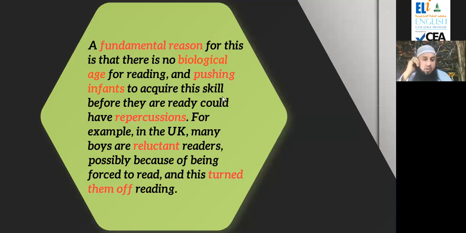See, this word is big, uncommon, very nice. This is what they want from you. For example, in the UK, many boys are reluctant readers. Reluctant. They don't want to read. The word reluctant is academic and common, possibly because of being forced to read. And this turned them off, the phrasal verb. This is what academic vocabulary should look like. Check. Do we write like this?